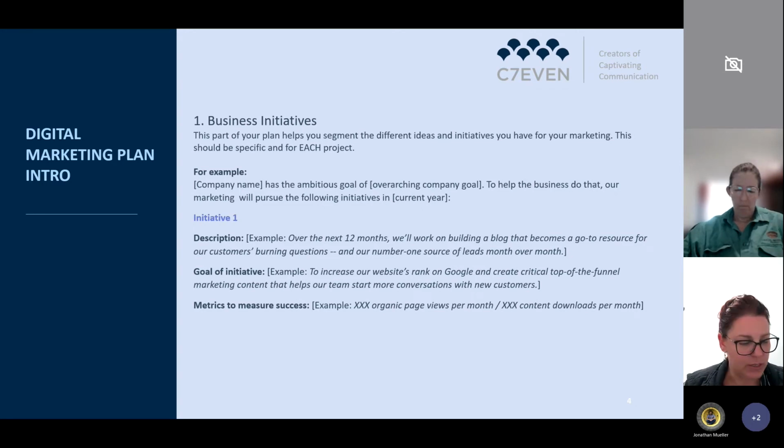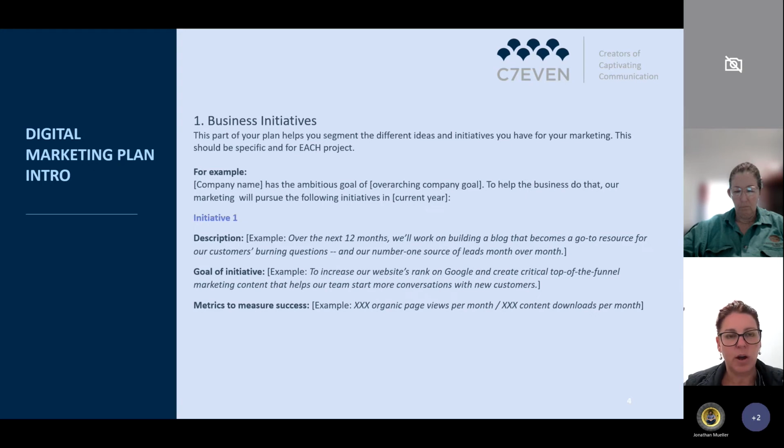What is it going to do? What is it going to talk about? It's going to answer questions. It's going to generate leads. It's going to push traffic through to the website. How are we going to measure it? We're going to look at the organic hits that we get through to the website. We're going to look at how many people may download that blog. So it starts to put some accountability against the initiative for you. So that's just one example.